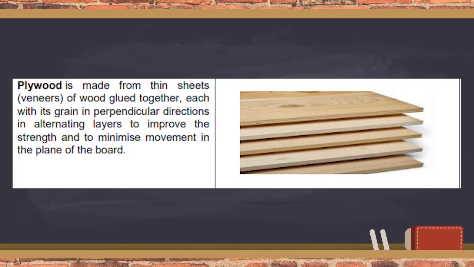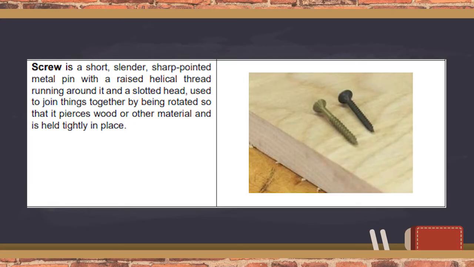Plywood is made from thin sheets or veneers of wood glued together, each with its grain in perpendicular directions in alternating layers to improve the strength and to minimize movement in the plane of the board. Screw is a short, slender, sharp-pointed metal pin with a raised helical thread running around it in a slotted head, used to join things together by being rotated so that it pierces wood or other materials and is held tightly in place.